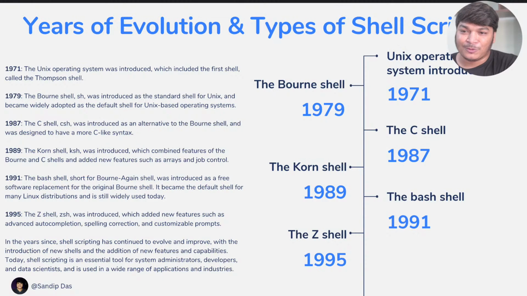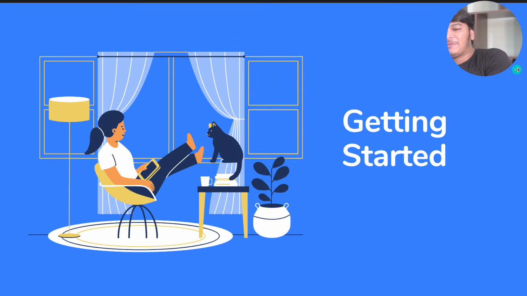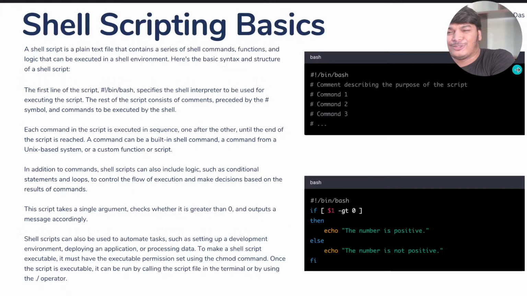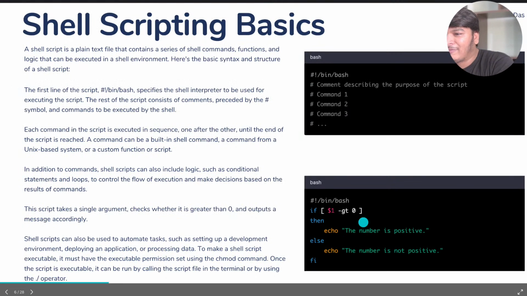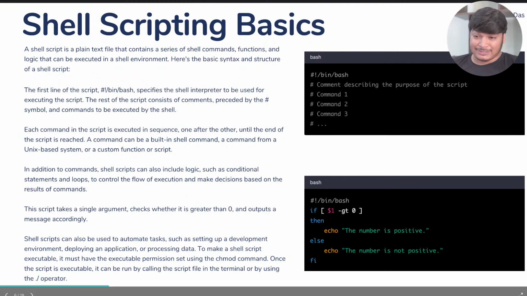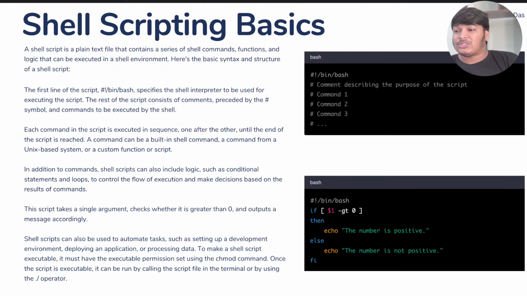Now let's go to the next point. Now we are going to get started with some hands-on, of course. But before the hands-on, let's understand a bit of the basics, what we are going to call shell scripting basics. So what is it? A shell script is a plain text file. Normally you create a file with a .sh extension. In that you can have shell commands, functions and your custom logic like conditions, and it can be executed in the shell environment.